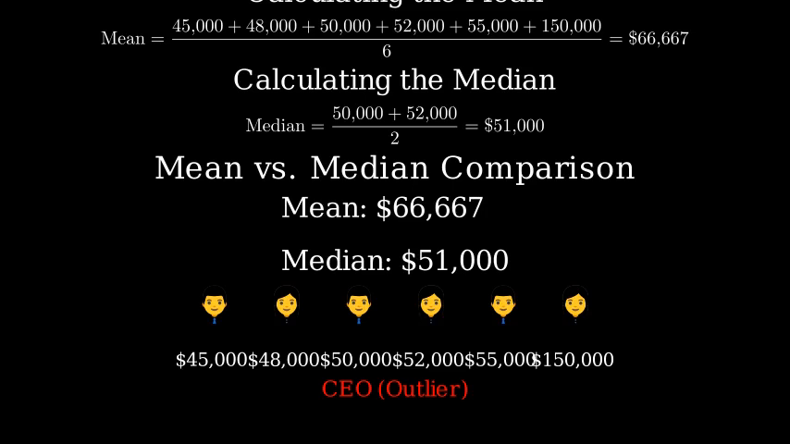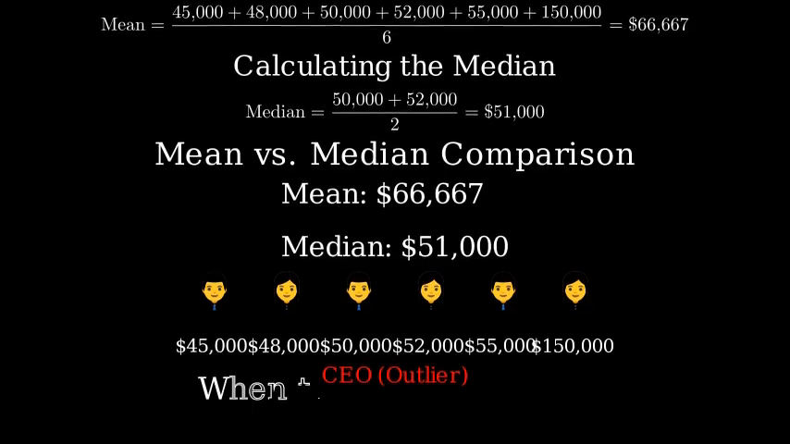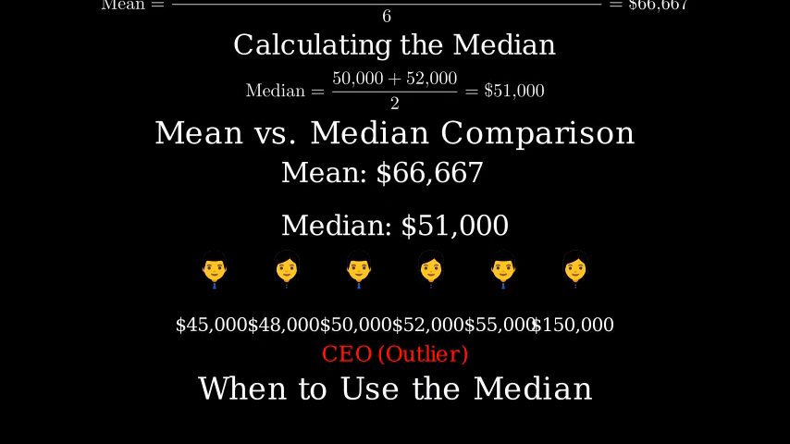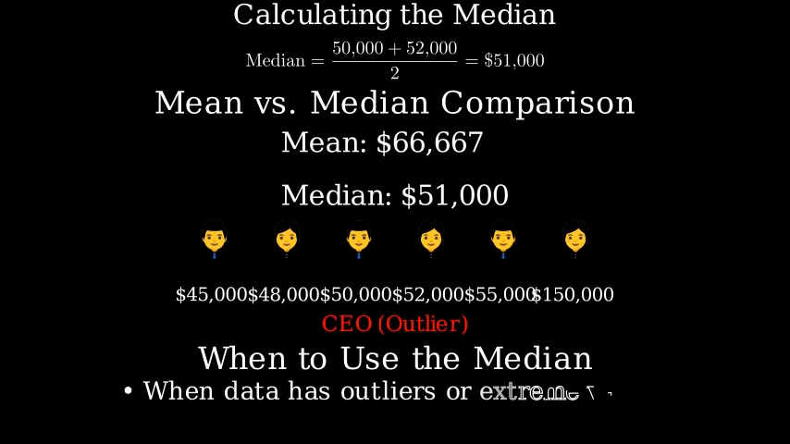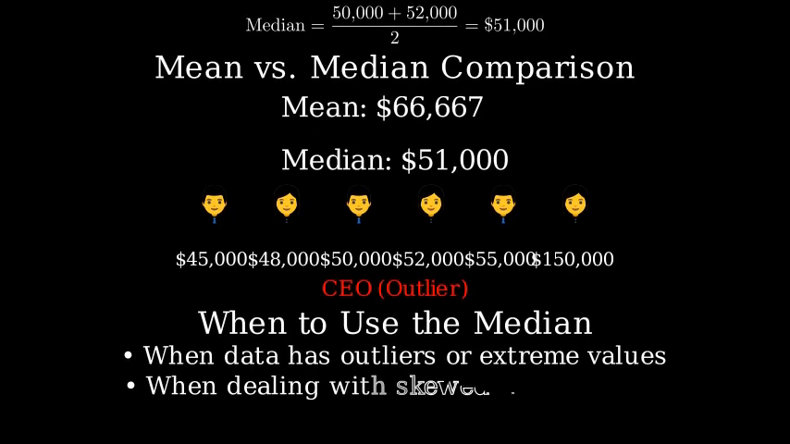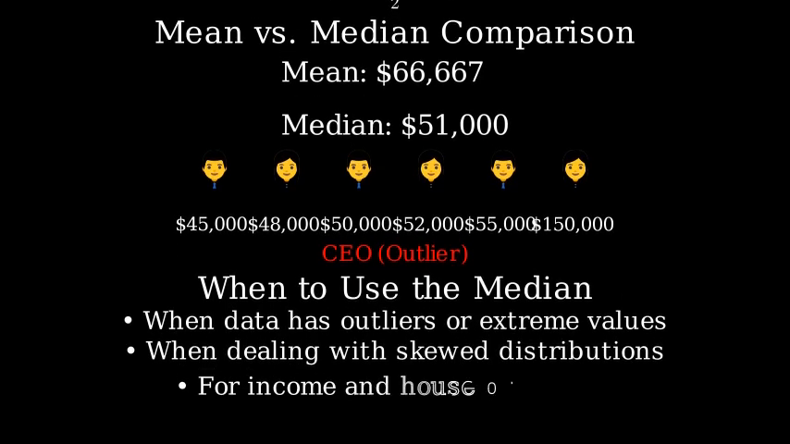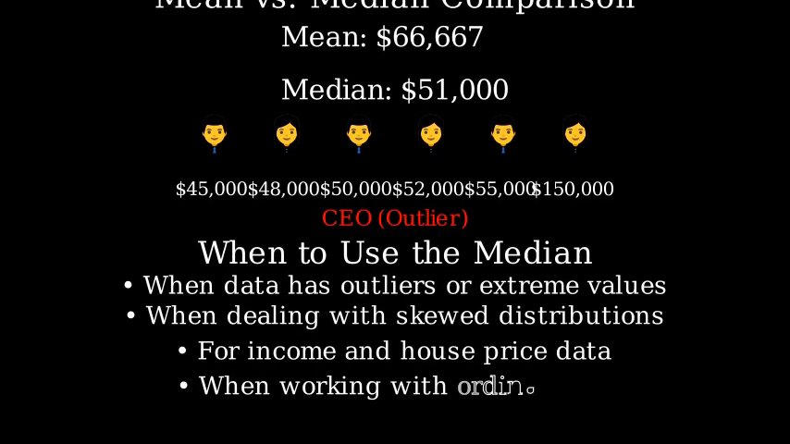So, when should you use the median instead of the mean? Here are some common situations where the median is preferred: when your data has outliers or extreme values, when dealing with skewed distributions for income and house price data, and when working with ordinal data where values are in categories with a specific order. To summarize, the median is the middle value in a data set when arranged in order.